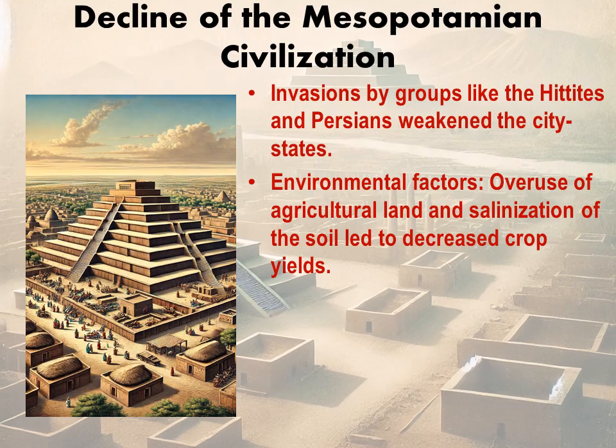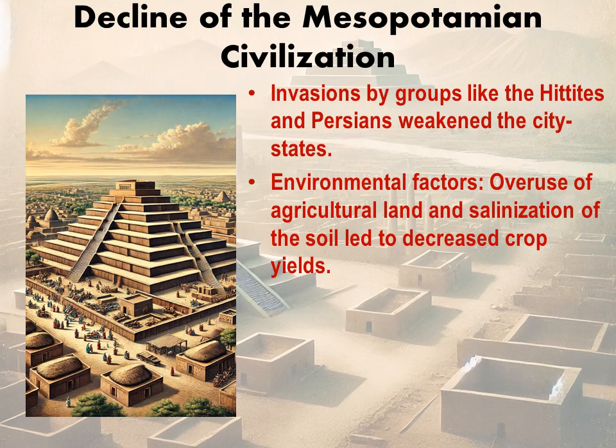Environmental factors: overuse of agricultural land and salinization of the soil led to decreased crop yields. Now, you must be knowing this. If we do farming on a plot of land year after year, then the capacity of that field to produce good crops will slowly decrease. In the first year, the crops will be very good. In the second year, it will be good. In the third year, the quality of production will keep declining because the soil will lose its fertility. So that happens because of overuse of agricultural land.